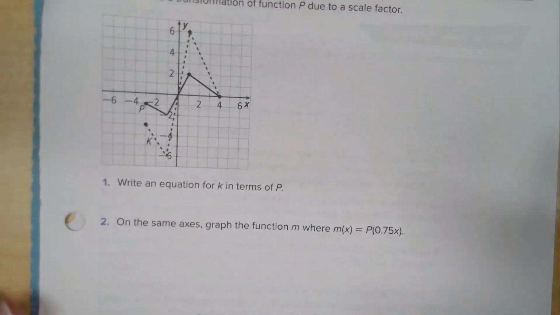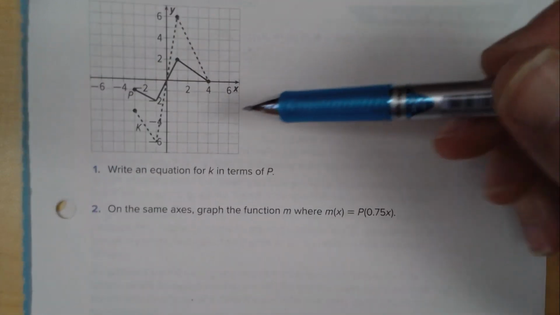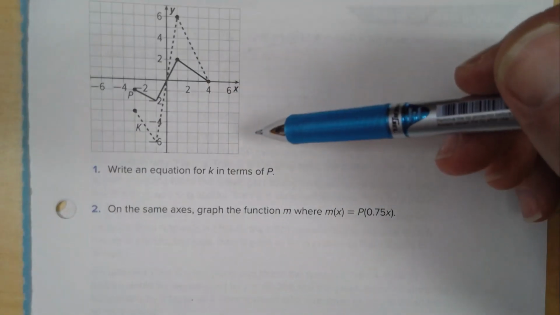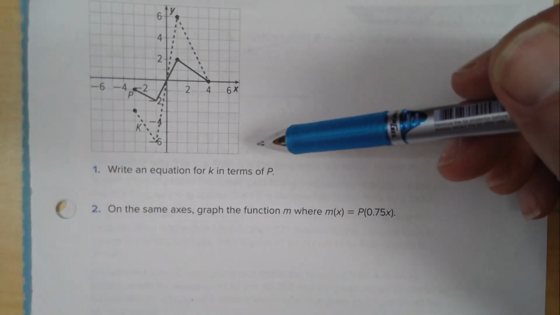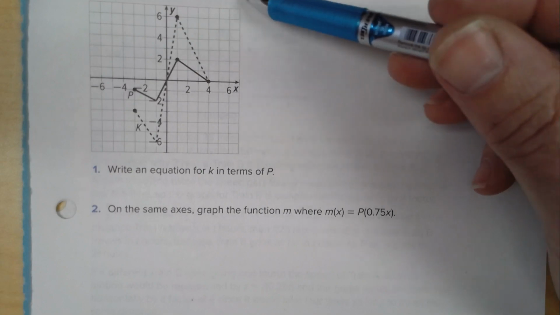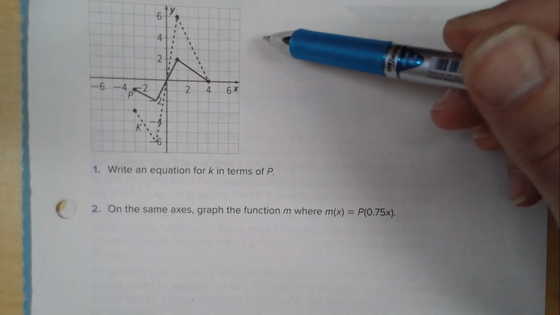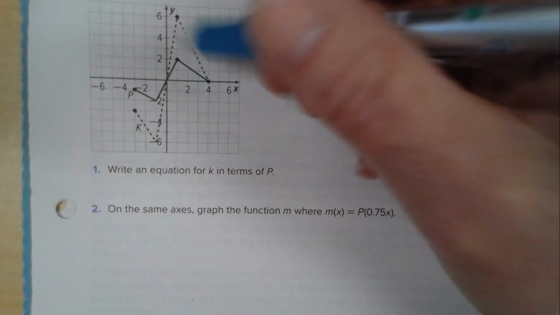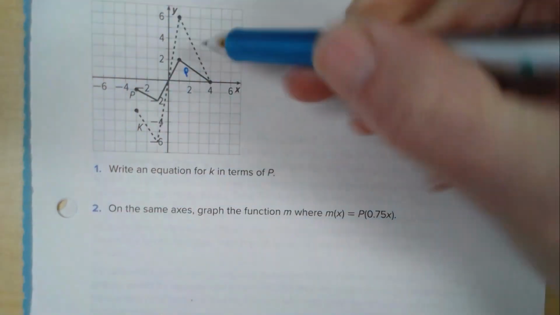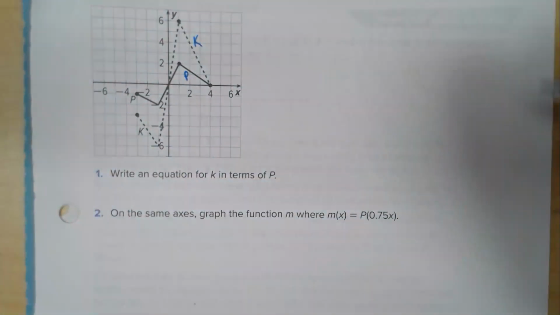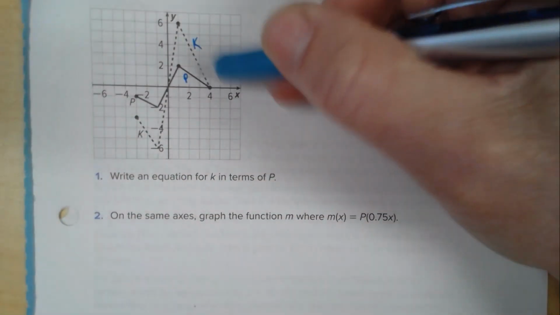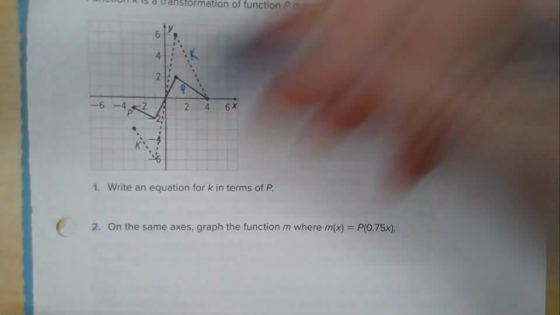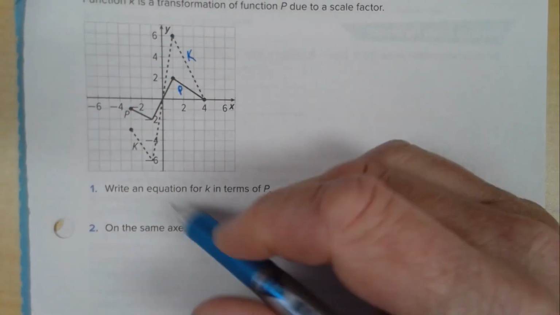All right, we took care of that page. Now we're going on to this page here. So this one here, we have the original equation is, no, it says the function K is a transformation of the function P. Oh, P is the original one. Okay, so P is here, and then K is the dashed line. So this is not making it be squished together, it's stretching it this way. So this is what we did the day before. So write an equation for K in terms of P.